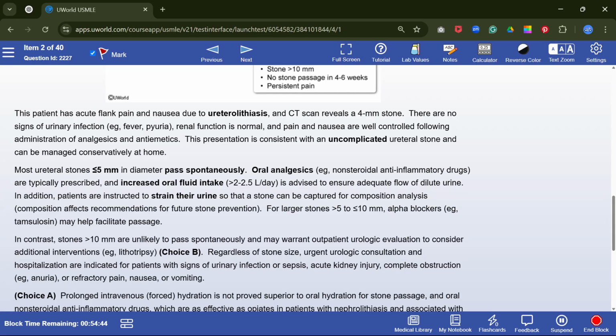How people can strain their urine, I don't know.